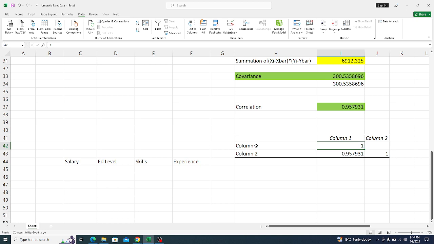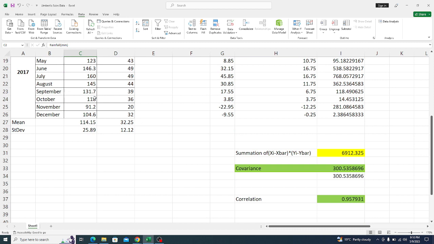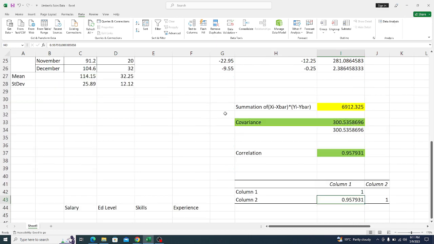Okay, so let's go with column 1 and column 1. It's like we are trying to check the correlation between the amount of rainfall and the amount of rainfall. Definitely it will be a perfect positive correlation. Why? Because it's the same data. No difference. It 100% explains itself.